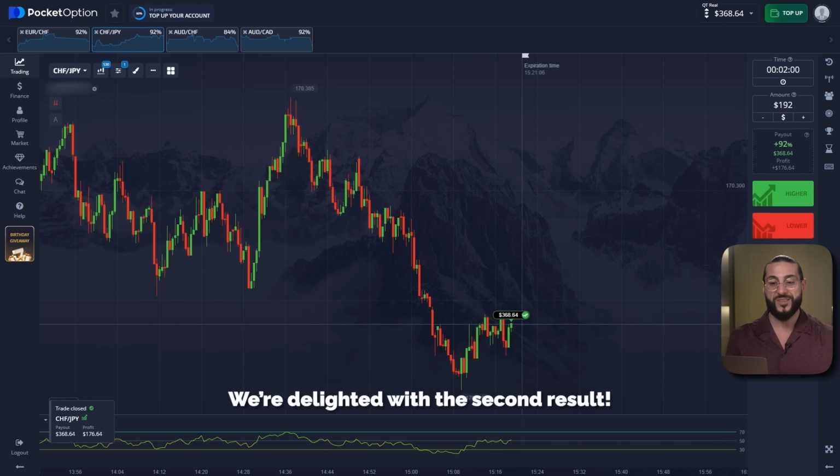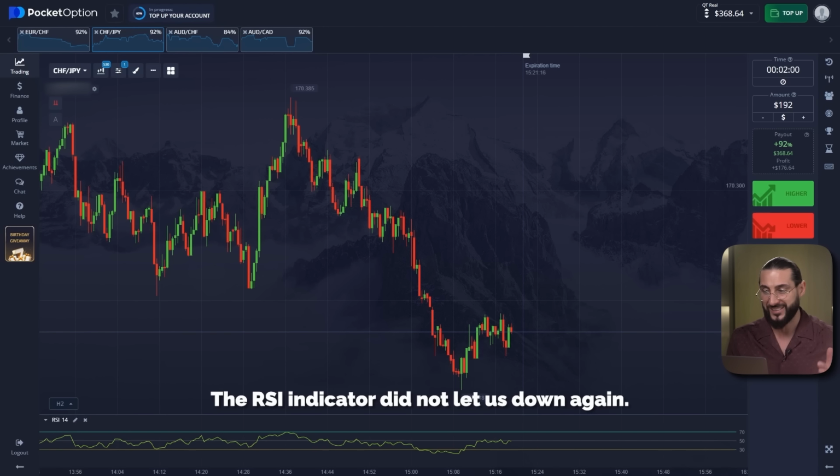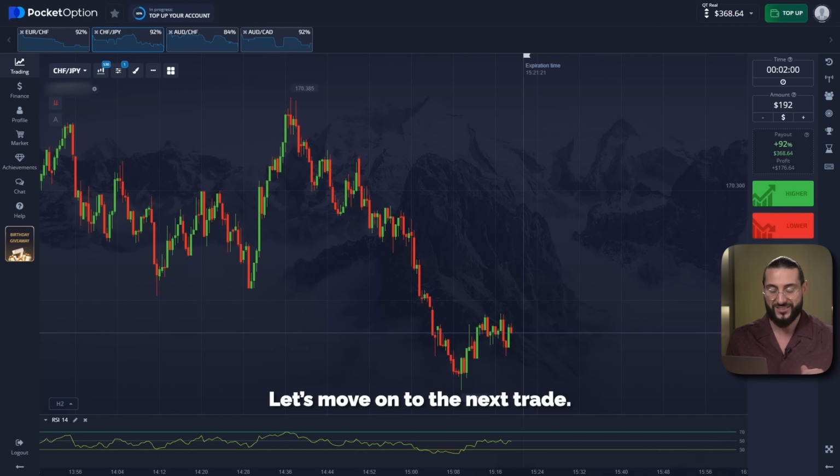We are delighted with the second result. The trade closed in profit and our balance increased to $368. The RSI indicator did not let us down again. Let's move to the next trade.